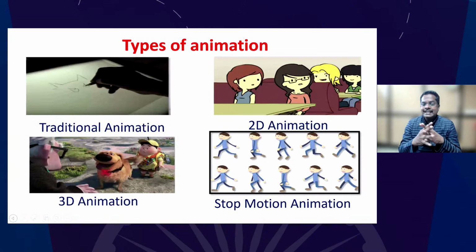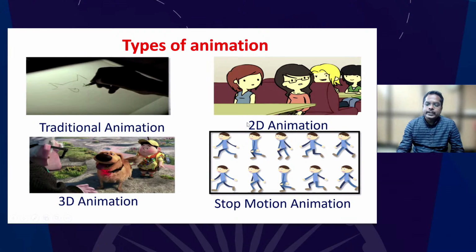Now let's see the different types of animation. There are different types of animation; here I have classified them into 4. The first one is traditional animation. Earlier, in the olden days, they would draw each frame, take a photograph, and then make it into a video.